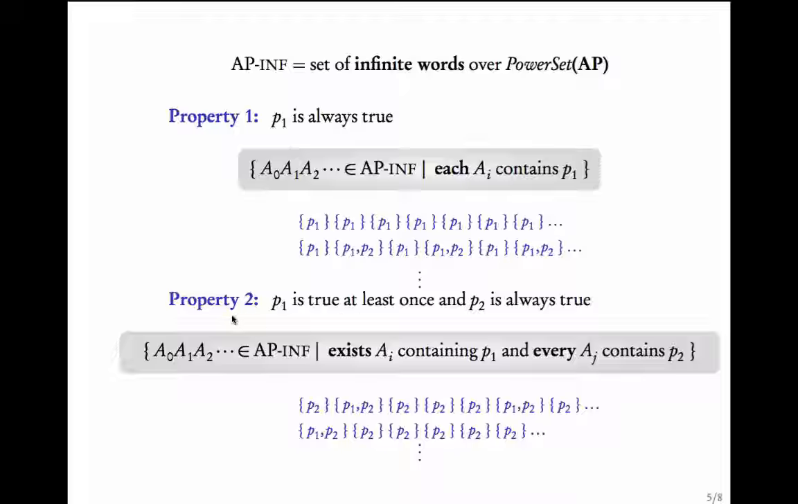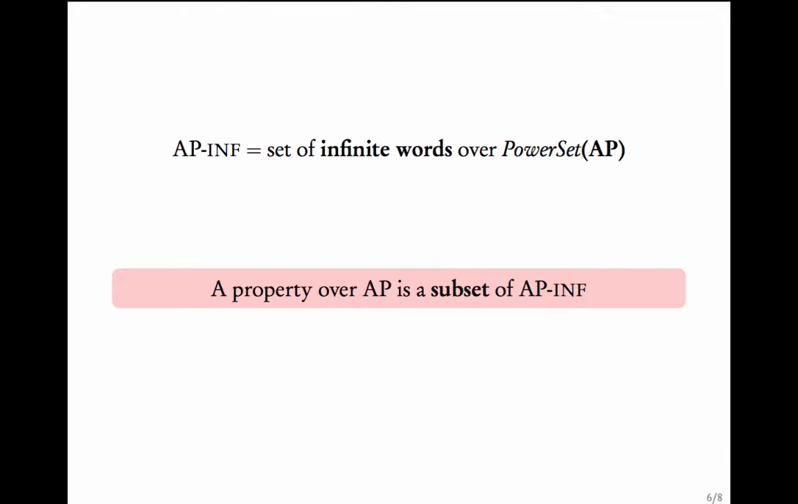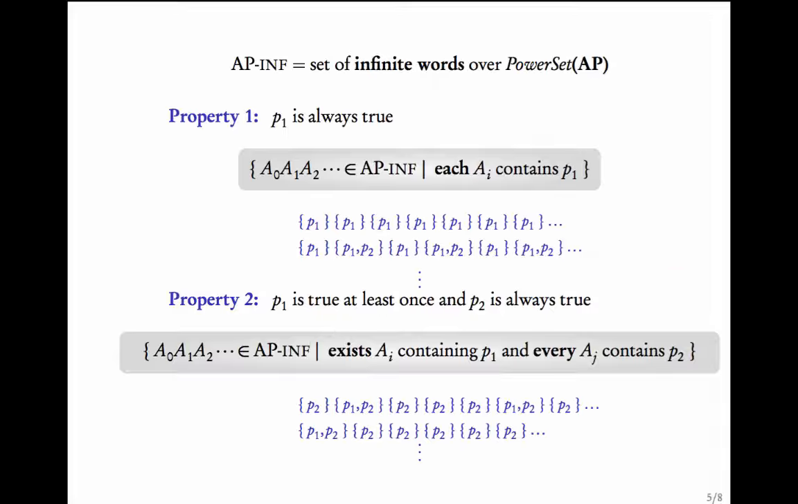Let us look at another example. P1 is true at least once and P2 is always true. So this will give us another set of words where P2 is always true and then P1 should be true somewhere. The point to note is that a property over a set of atomic propositions is a subset of AP-inf. What is AP-inf? It's the set of all words over this alphabet, and a property is just a set of such words.